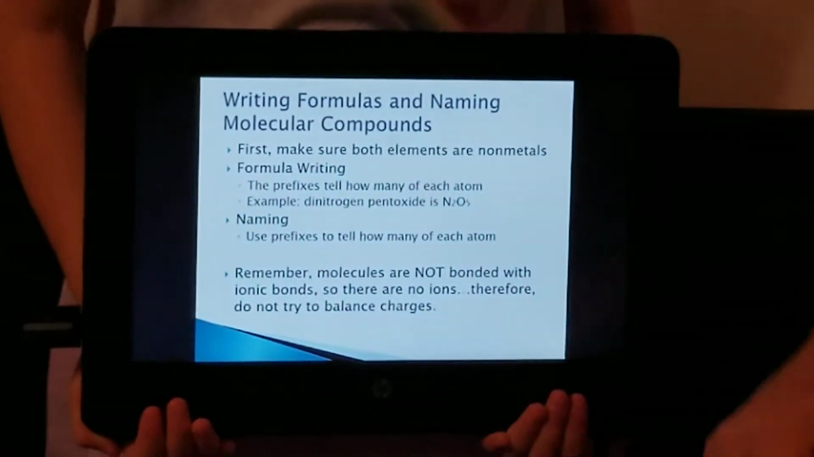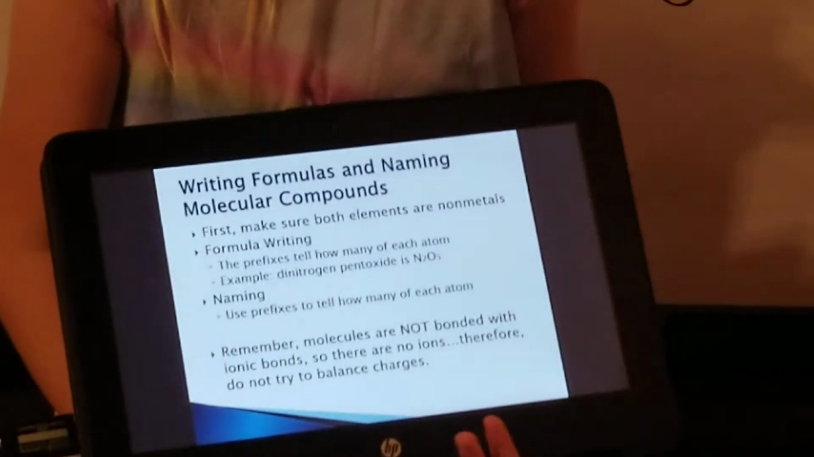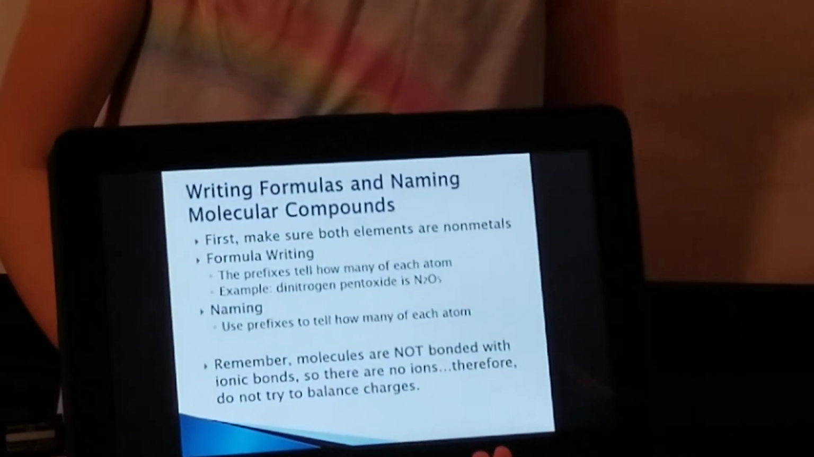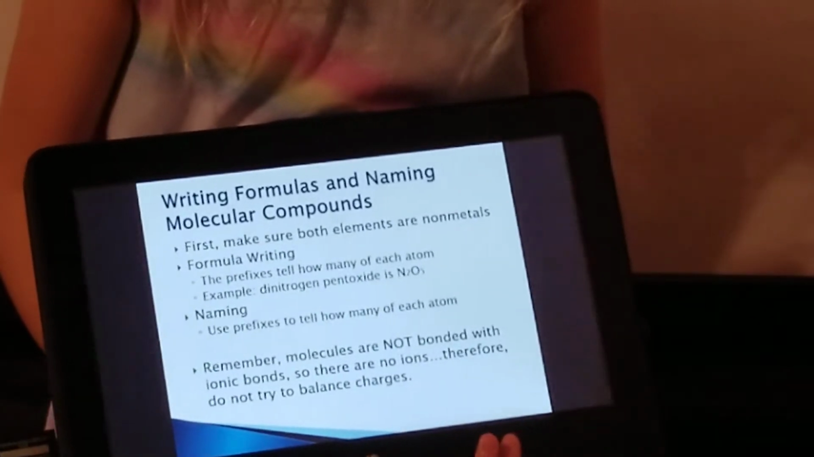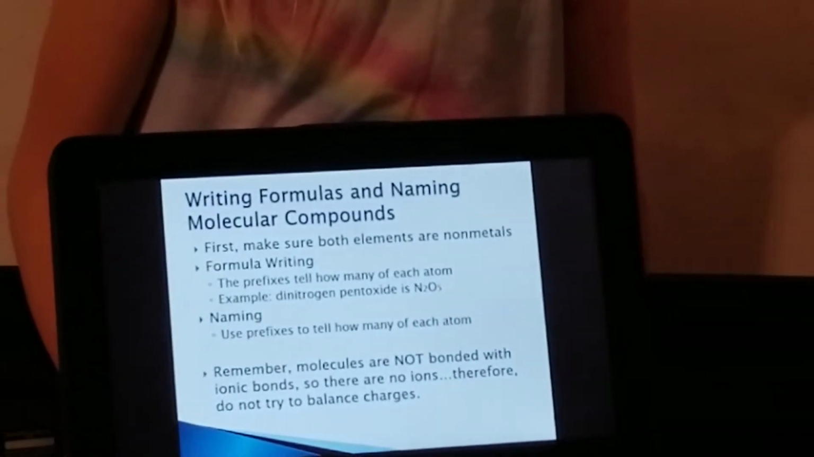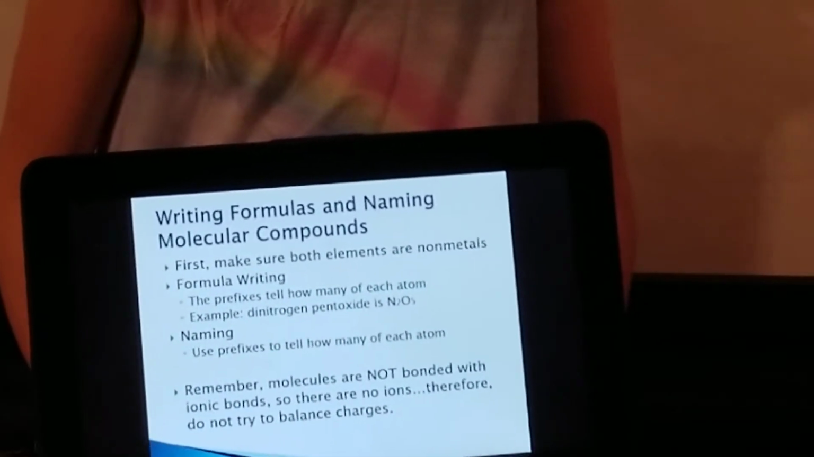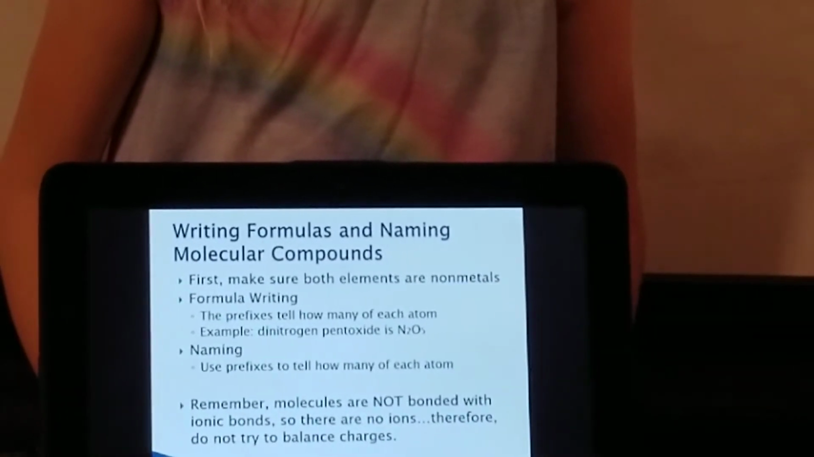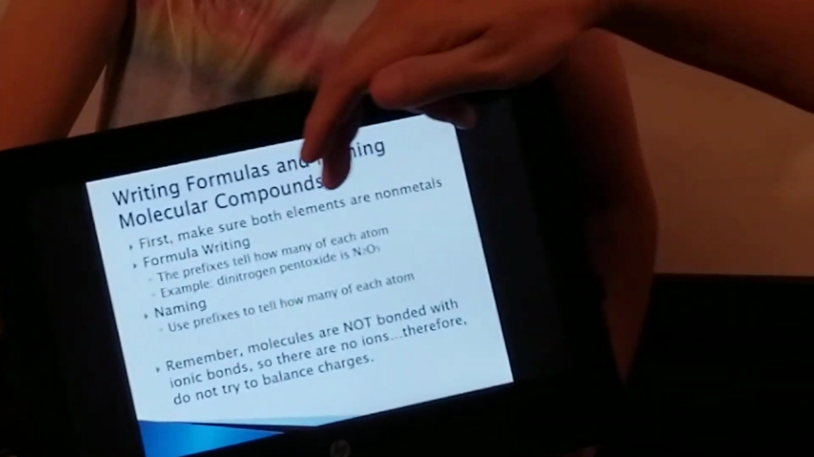Formula writing. We've got to use our prefixes. If you look on the back of your periodic table, at the bottom, I believe, it's going to give you these prefixes, and it's like mono, di, tri, and on and on. It gives it to you on the back of the periodic table. What those prefixes tell you is the number of atoms in that molecule. That's it.